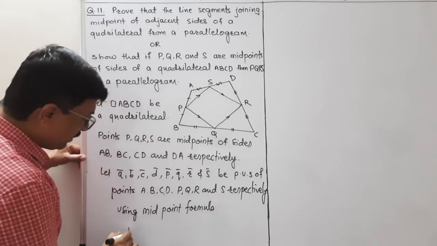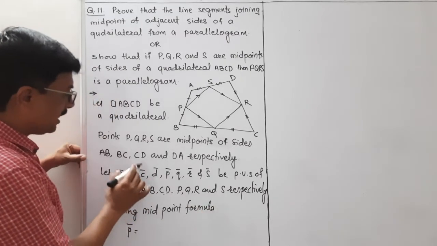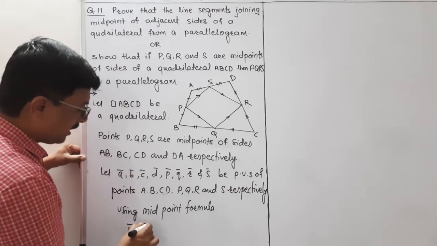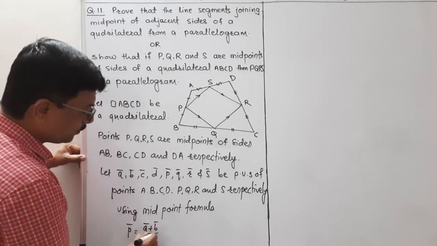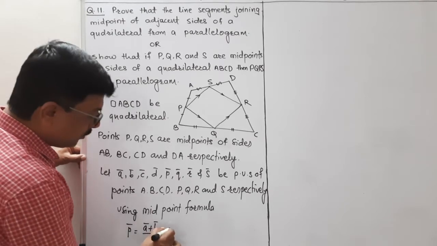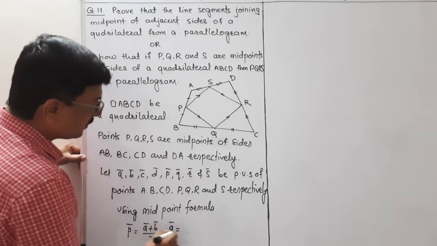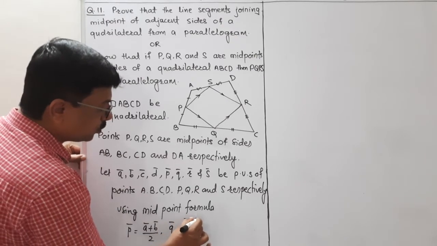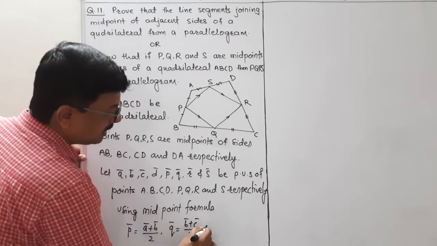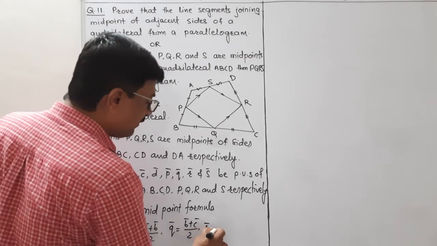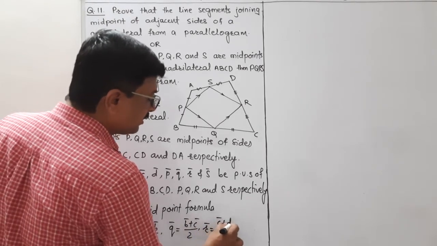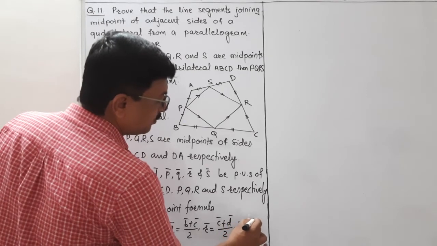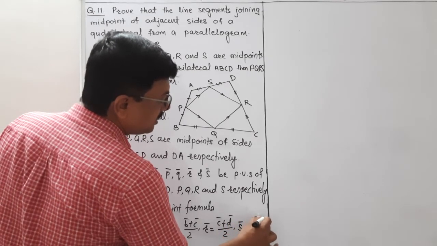Using the midpoint formula we have P vector, as P is a midpoint of AB, equal to A vector plus B vector upon 2. Q is a midpoint of BC, therefore Q vector is B vector plus C vector upon 2. R is a midpoint of CD, therefore R vector is equal to C vector plus D vector upon 2. And S is a midpoint of DA, therefore S vector is A vector plus D vector upon 2.